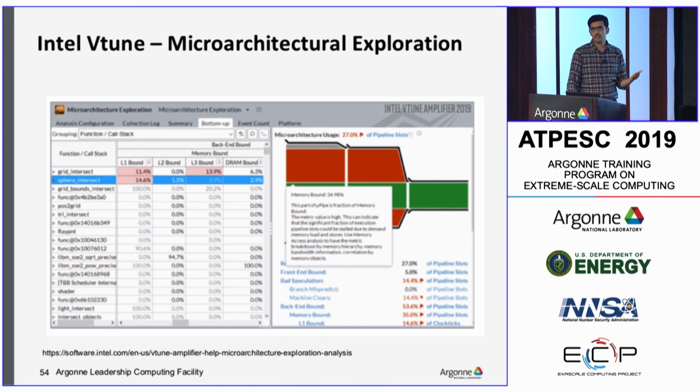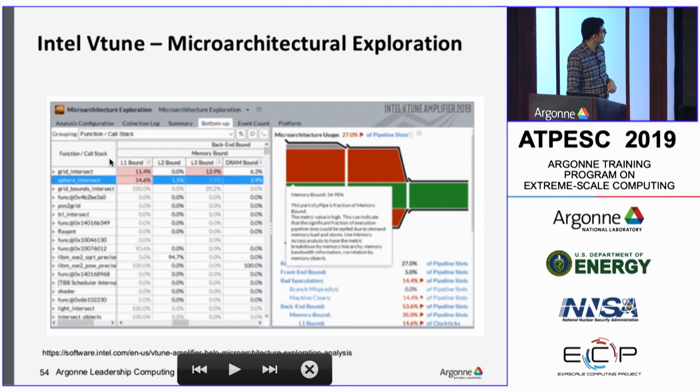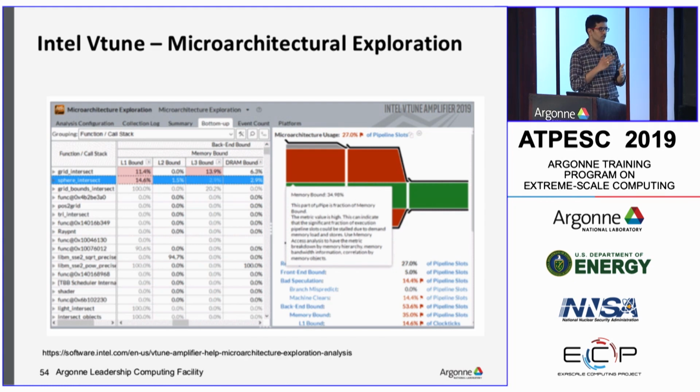And the other analysis group is called microarchitectural exploration. These are my functions here, and the metrics are related to the memory bound. So is it L1, L2, L3, or DRAM bound, and it gives the numbers for that. And this pictorial representation will tell you if my instructions are doing the computation, or do they spend a lot of time waiting for the memory. Anything to do with red is flagged, so it's not a good case. That's a potential scope for improvement over there.